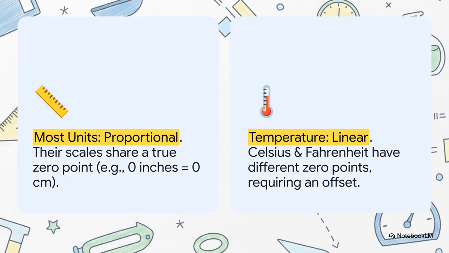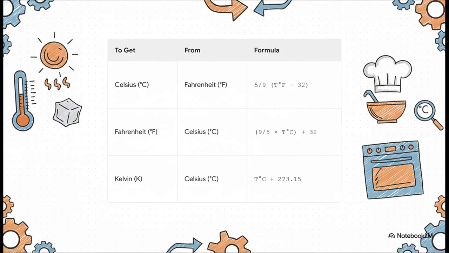Because of that different starting point, you can't just multiply by a simple factor. You have to add or subtract to adjust for that offset. And because of that offset, we have to use actual formulas instead of our handy conversion factors. Here are the main ones you'll need. So if a recipe tells you to preheat the oven to 450 degrees Fahrenheit, you can just plug that number into the formula and see that it's about 232 Celsius. For temperature, it's really just about remembering to use the formula.